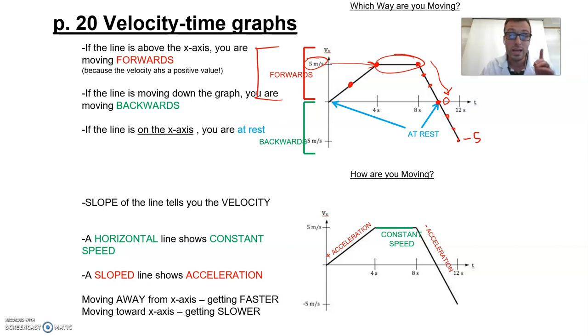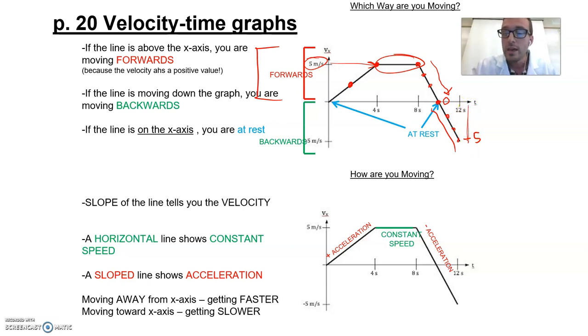Answer, you're at rest and you're speeding up backwards. So a lot of people will say, well, Mr. Simpkins, the graph's going down. Going down means slowing down. No, it doesn't. What we can look at here for velocity time graphs is the rule: the further you are from the x-axis, the faster you're going.